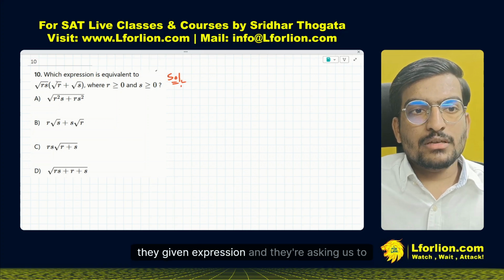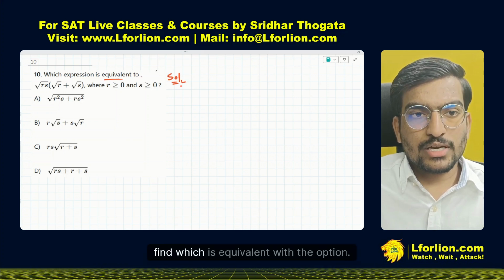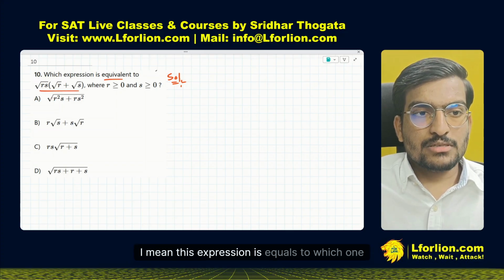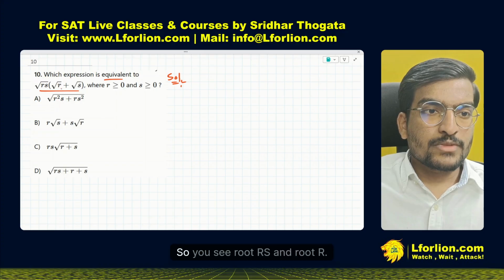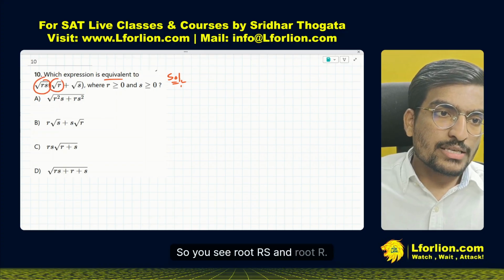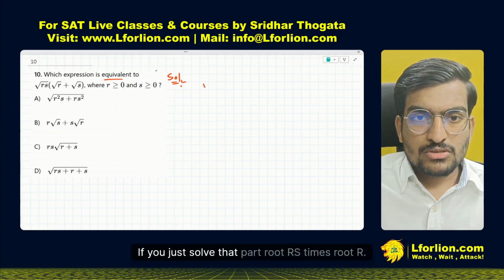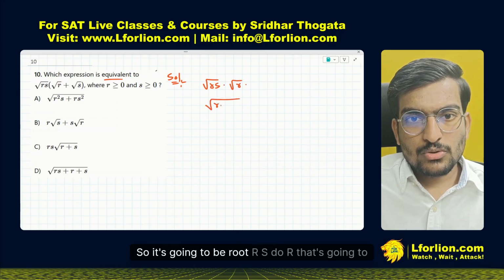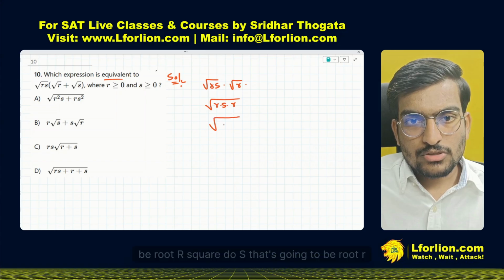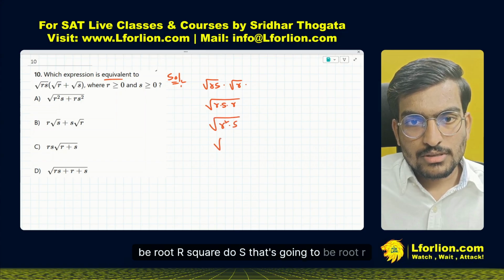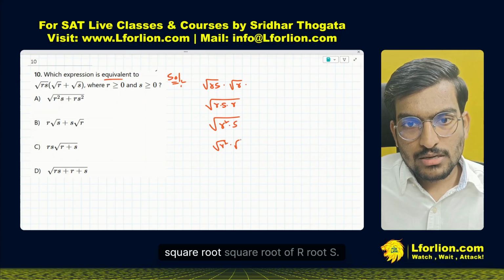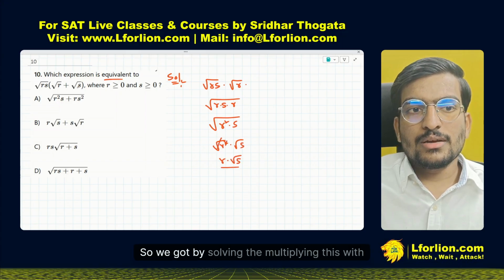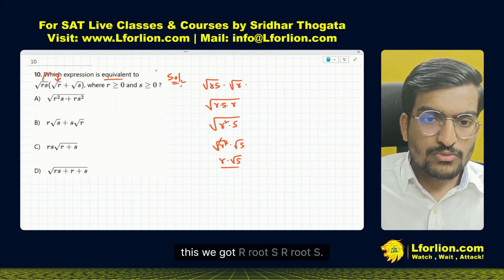Question number 10. They gave an expression and they're asking us to find which option is equivalent. This expression is equal to which one among them? So you see root rs and root r. If you just solve that part, root rs times root r is going to be root r dot s dot r. That's going to be root r square dot s. That's going to be root r square root s, square root of r square out, root s. So by multiplying this with this, we got r root s.